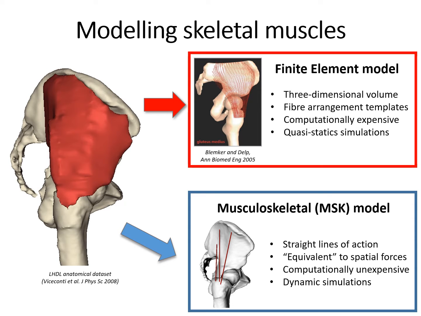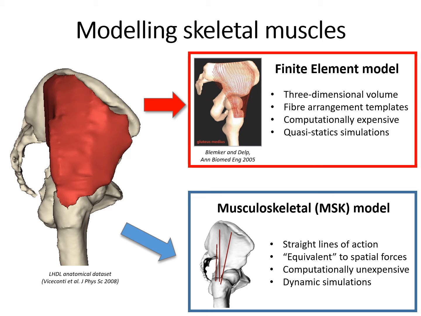of medical images. If we consider a gluteus medius surface model, as in this slide, and want to create a biomechanical model to investigate its function, we have two main options. We can create a finite element model, which capitalizes on the 3D muscle shape, can include fiber arrangements mapped from predefined templates, but it's an overall complex and computationally expensive approach to simulate quasi-static scenarios.